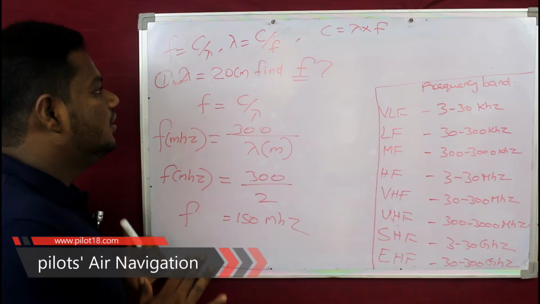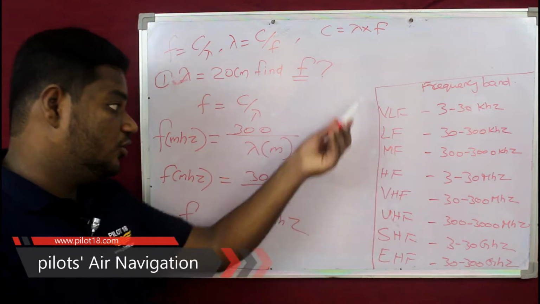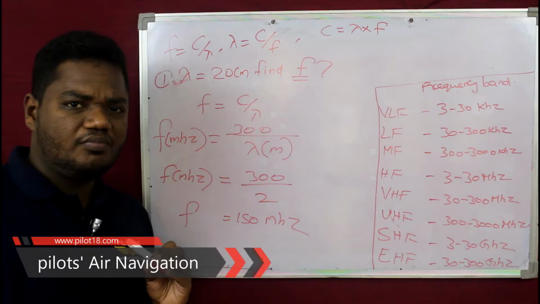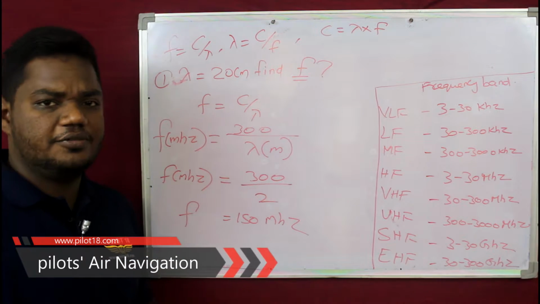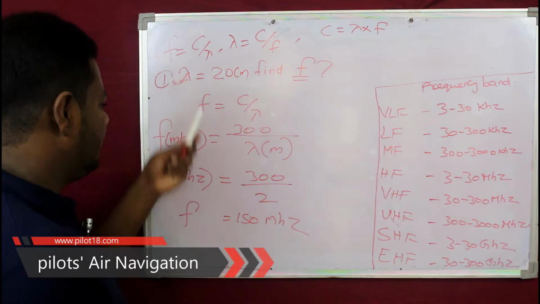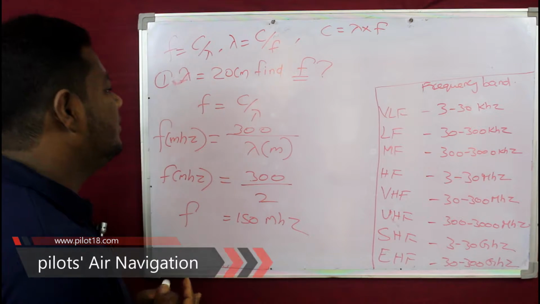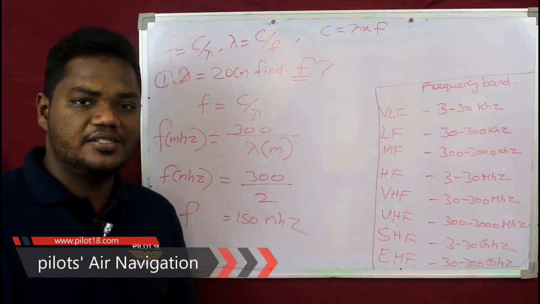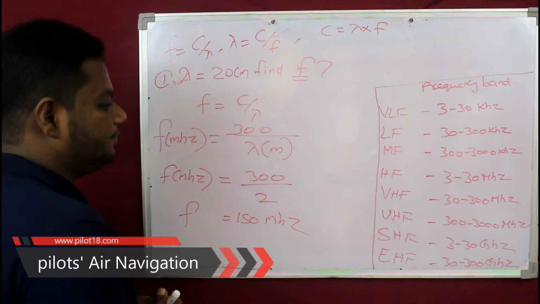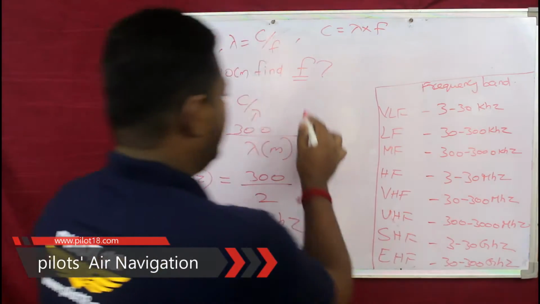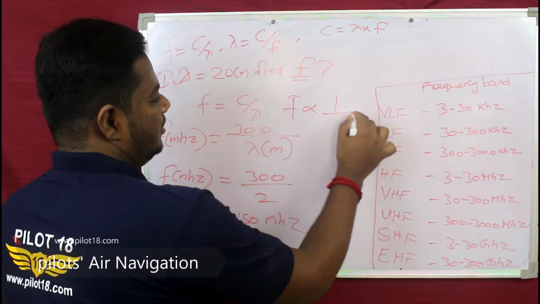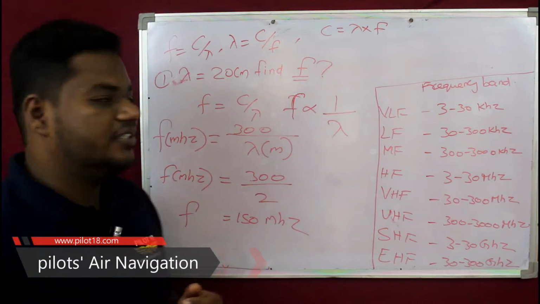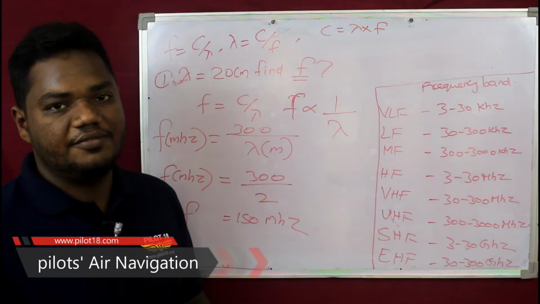So that's about the frequency band and the conversion of wavelength into frequency or frequency into wavelength. From this we can understand one thing: if the frequency increases, wavelength decreases. If frequency decreases, wavelength increases. Frequency and wavelength are inversely proportional.